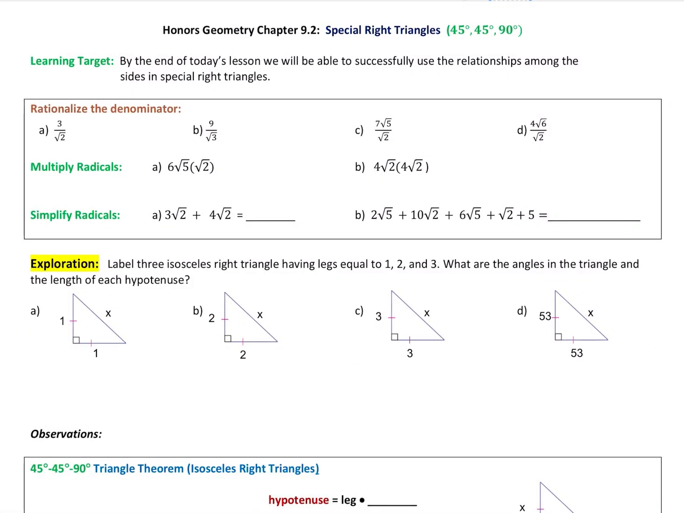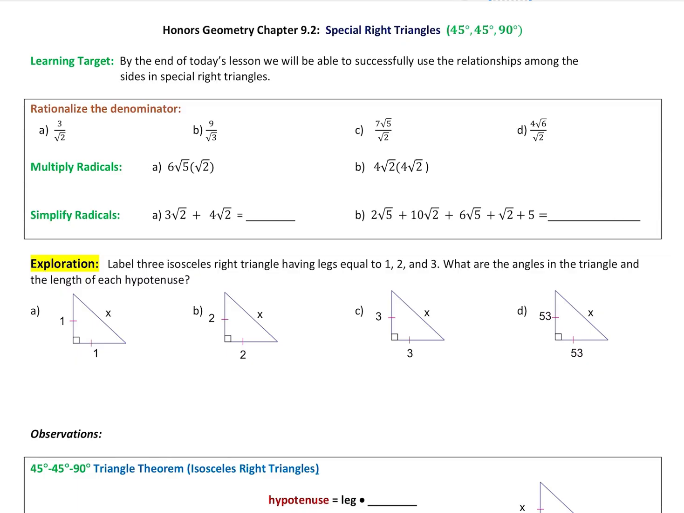Hello class, today we're going to be learning about what's called a 45-45-90 triangle. Before we get started with that, we're going to do a little bit of a review working with radicals. All right, so we're going to start with what is called rationalizing the denominator.